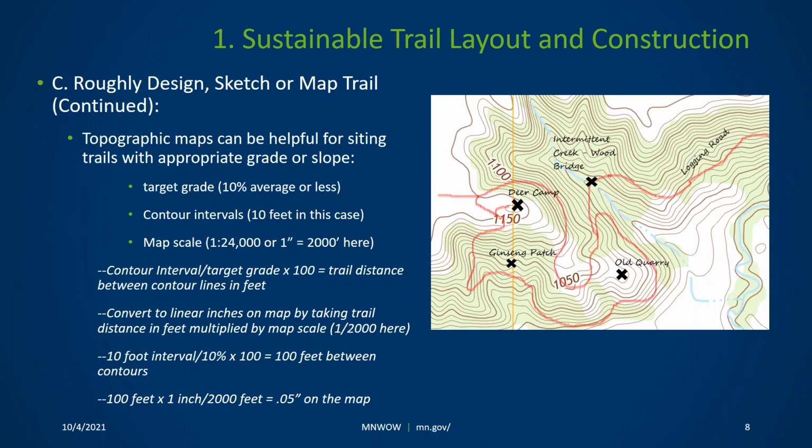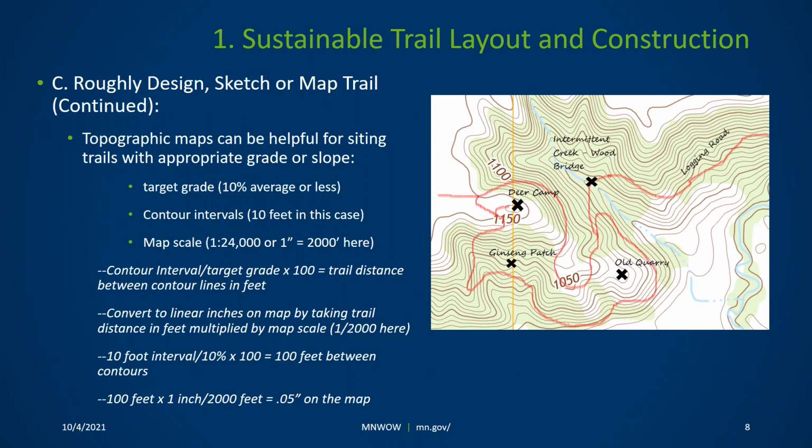You just need to know your contour intervals, which they usually list on topo maps, and your target grade, which in this case I said was 10%. So we do the math out there: 10-foot intervals, 10 divided by 10 times 100 is 100 feet. So we would need 100 feet between contours to hit that 10% grade, which you could do in your head, and then we just extrapolate it out through that 1 to 24,000 scale, which is 1 inch equals 2,000 feet here.